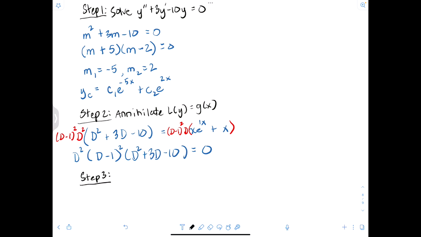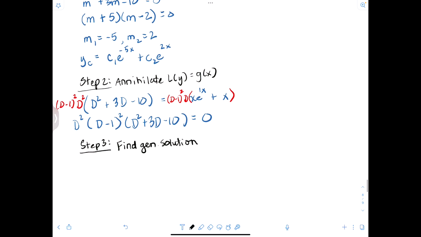Find the general solution. So I need to take all of this, but remember we write it in terms of the m's. So we're going to have m squared times m minus 1, the quantity squared. We already factored the other one as what? m plus 5 times m minus 2, and that's all equal to 0.